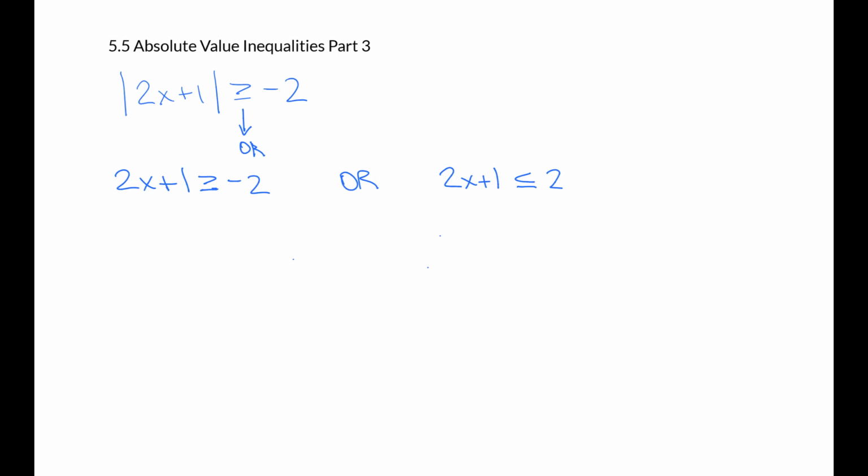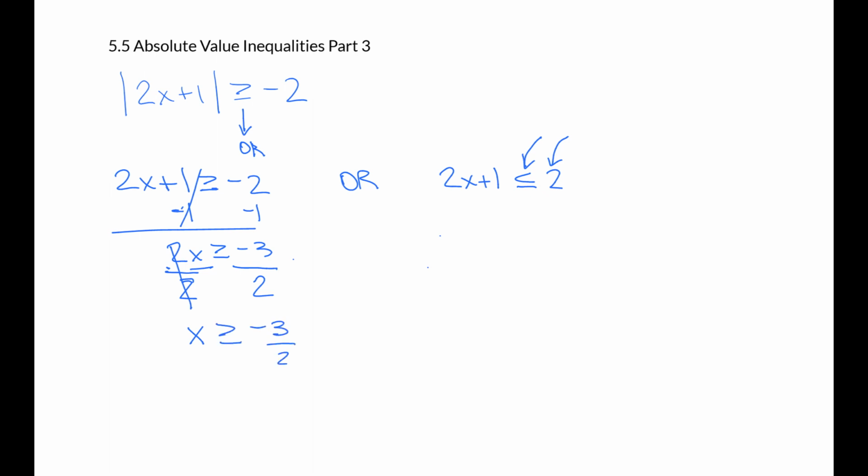So I flip the inequality sign, and I change this sign. All right, so now we're going to solve it both ways. You're going to subtract the 1 on both sides. So I've got 2x is greater than or equal to negative 3. Divide by 2. And I get x is greater than or equal to negative 3 over 2.